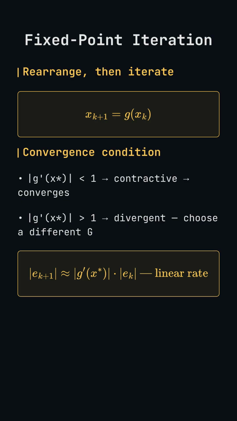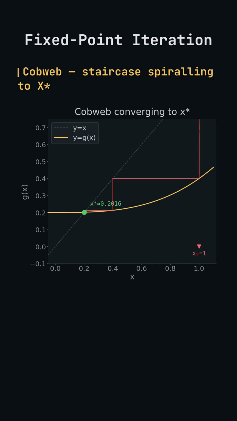The convergence rate is linear. Each error is multiplied by the slope magnitude at the fixed point. The cobweb makes the iteration visible.